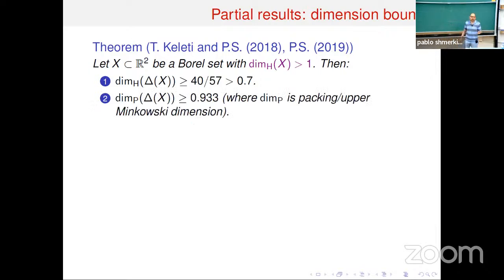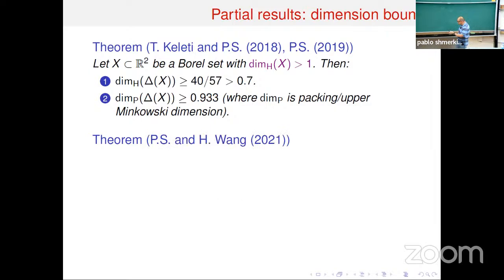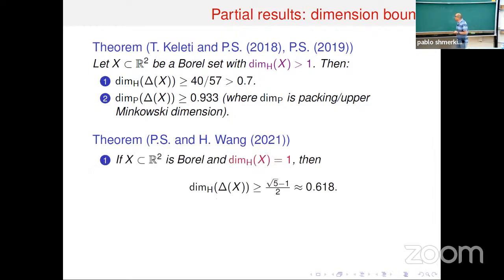Then if you know what packing dimension or upper box dimension or upper Minkowski dimension is, for that we prove a much larger bound. So this is already close to 1, although it's not 1. This is double cheating because Minkowski dimension is larger than Hausdorff dimension. So we cheat twice, and by cheating twice, we're close to 1. And then much more recently, together with Hong Wang, we were able to get results also in the critical case when the dimension is equal to 1 in the plane.